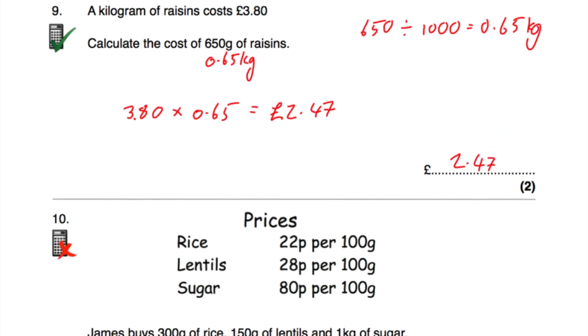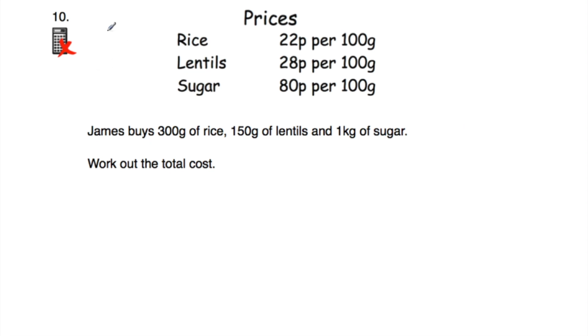Okay, let's have a look at question number 10. So question number 10 is a non-calculator question. Just put the calculator down. And we've got some prices of rice, lentils and sugar. And we've got the cost per 100 grams in this question. So it's not always cost per kilogram. It can be cost per 100 grams and so on. So rice is 22p per 100 grams. Lentils are 28p per 100 grams. And sugar is 80p per 100 grams.